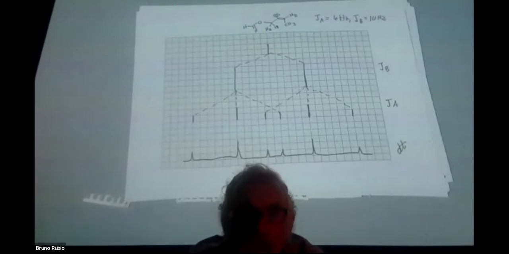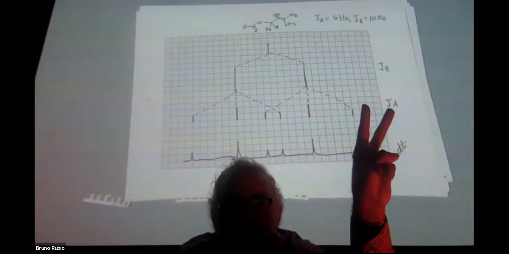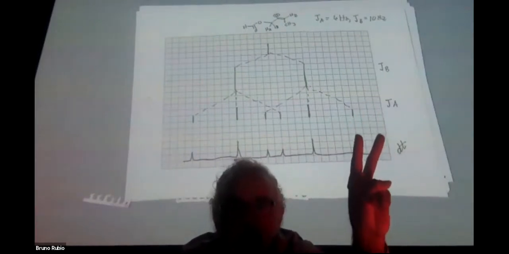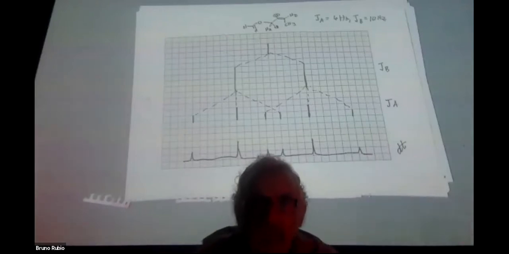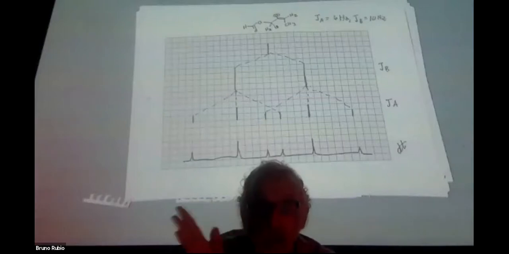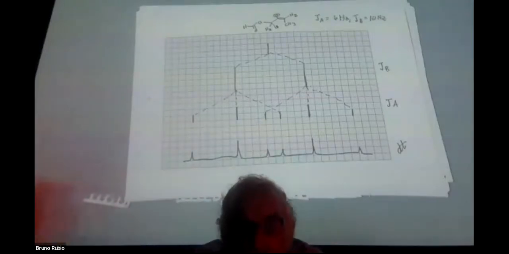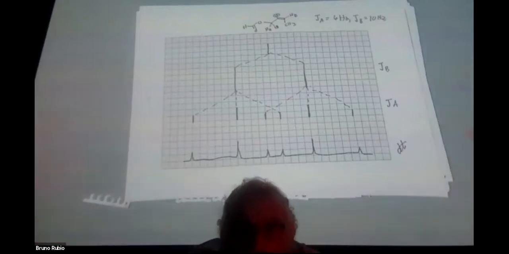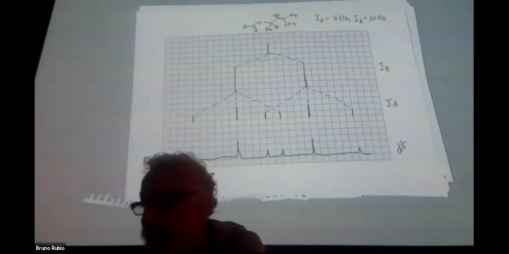It's not a triplet of doublets, because a doublet is 2 equally spaced lines. A triplet of doublets would look like a triplet, but each of those peaks in the triplet would be split into a little doublet of its own. So we would call this a doublet of triplets, but we only know that once we are given the coupling constants.